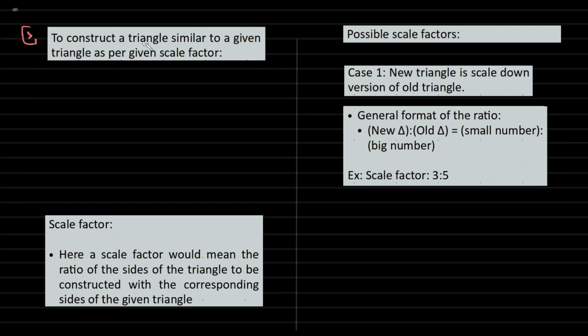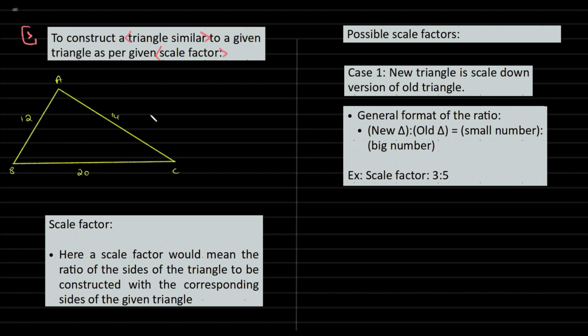We are looking at constructing a triangle similar to a given triangle as per a given scale factor. First thing is, what is the scale factor and what is a similar triangle? To understand a similar triangle, first we have to begin with taking up a triangle. So this is a triangle, say ABC, which has sides of length say 20, 14 and 12.